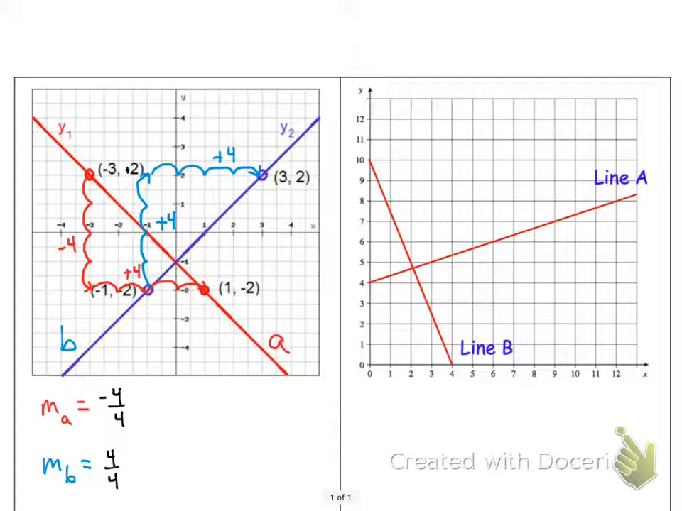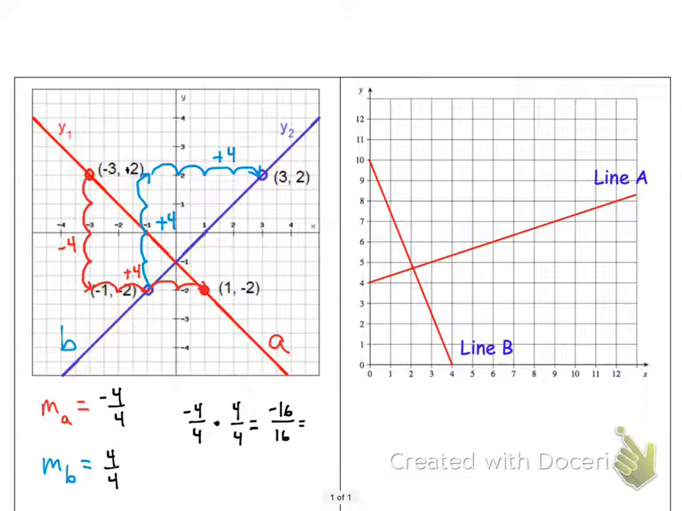Okay, so now what we want to do is multiply these slopes together. This is going to be our test. Now, you might know already whether they're perpendicular or not, but there are going to be some that you need to multiply together in order to get your answer. So just get into the habit of doing that. I'm just going to take the slope of A, which is negative 4 over 4, and multiply that by the slope of B, which is 4 over 4. When I multiply across the numerator, that gives me negative 16. And multiply across the denominator, I get 16. What does that simplify down to?